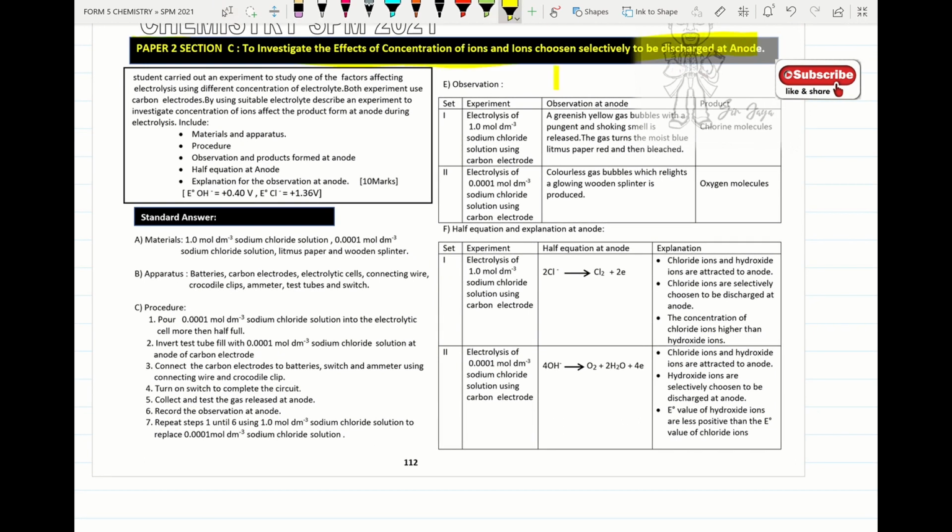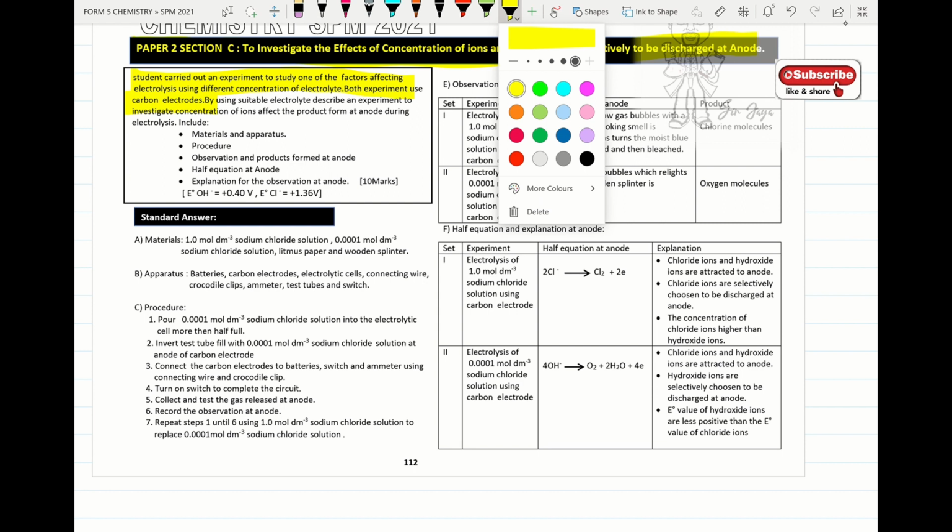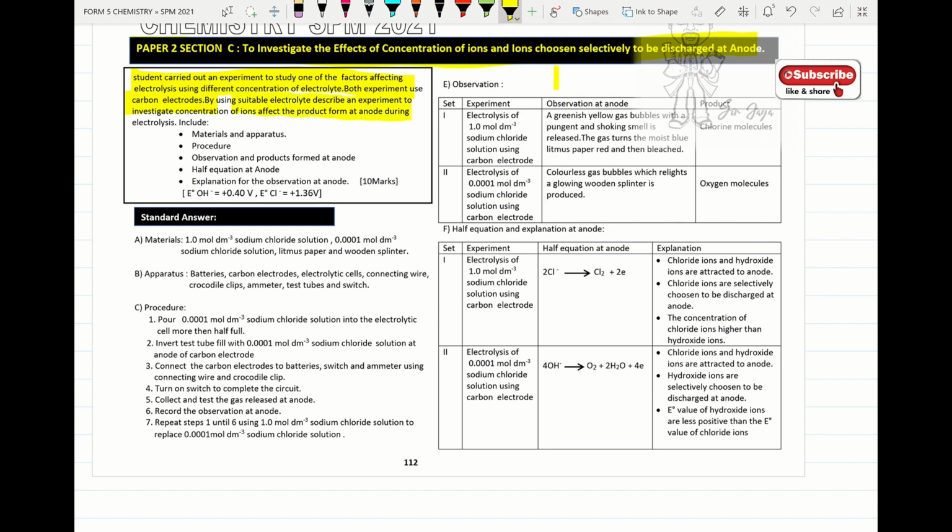So for the question, we check to investigate the effects of concentration of ion on the ion chosen selectively to be discharged at the anode. A student carries out an experiment to study the factor affecting the concentration of electrolyte. Both experiments use carbon electrodes. Carbon is an inert electrode. Please remember, using a suitable electrolyte, describe an experiment. We need to include material, apparatus, procedure, observation, product formed at the anode, and half equation at the cathode and anode.